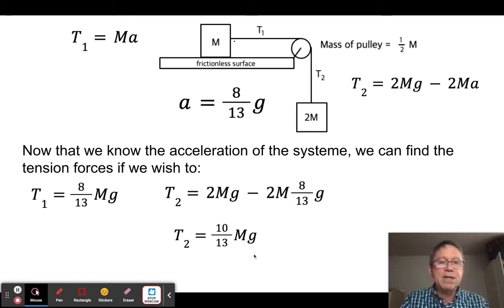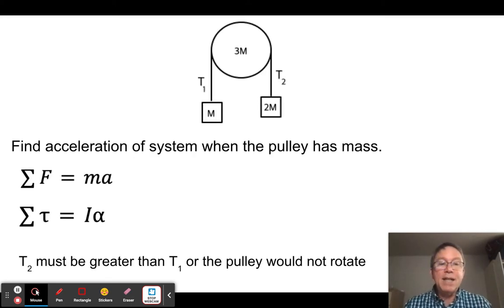There that is. Notice this tension force had to be bigger than this one or it wouldn't rotate. T2 is 10/13 and T1 is 8/13. So, of course, T2 won and it rotated. It's kind of cool. This is a classic Atwood machine. And in most cases, your Atwood machine is going to say a massless, frictionless system. Okay, thank you, College Board.